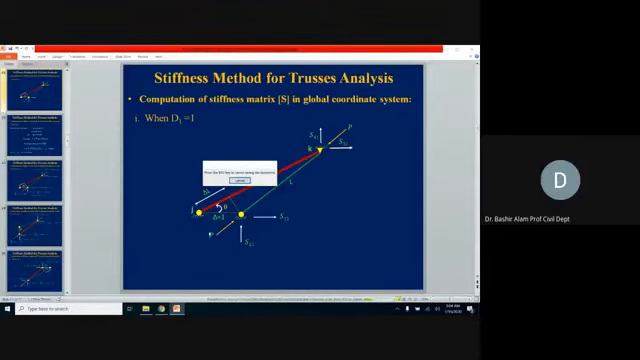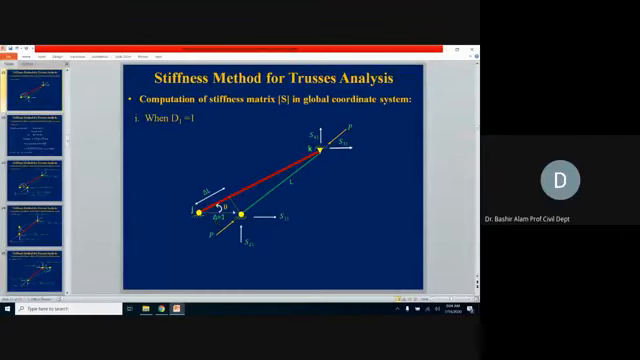So first, what we do now, we find out the force produced in this member, which is along the length of this member, and then we resolve this into horizontal and vertical components, and that way we can find out the stiffness coefficient value. Now, when this theta is given, we can relate this in terms of these trigonometric functions.